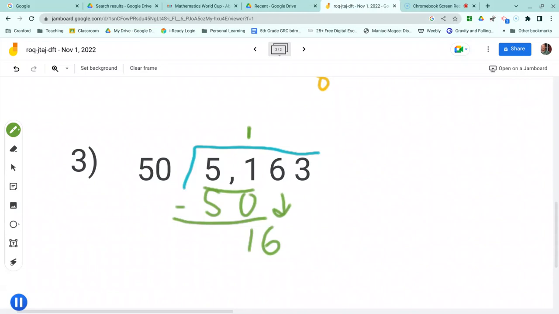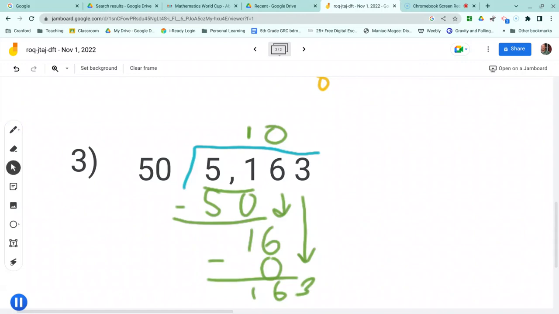Can 50 go into 16? No, it can't. And I bet you knew that. Some of you might have had a pause and you weren't sure, which is okay. You might have accidentally brought down the 3. You should not have done that. You need to put a 0 right up here because it can't go in any time. Make that a little more pretty. 16 minus 0 is 16. Now you bring down the 3. You can't bring down 2 numbers at once.